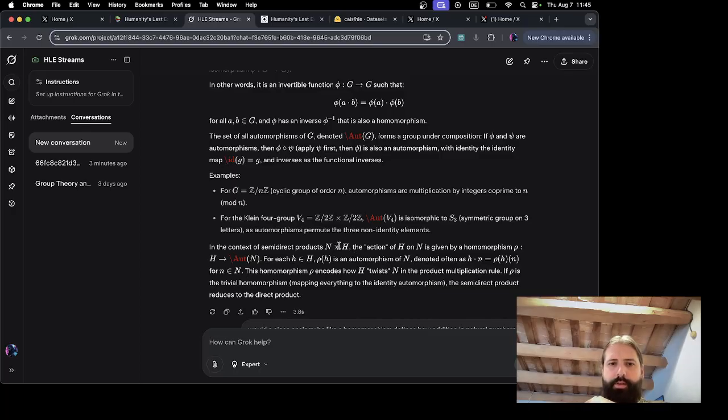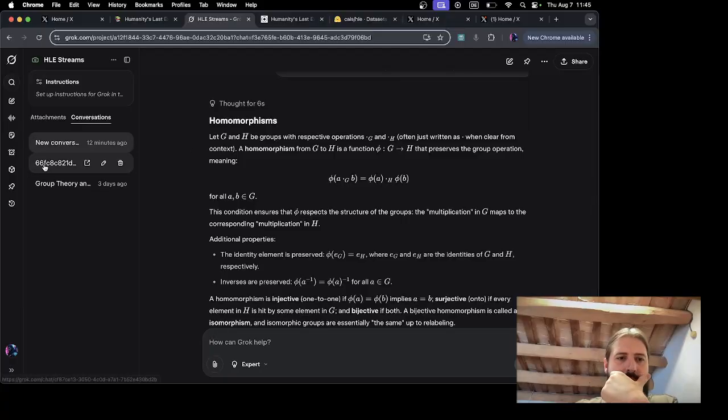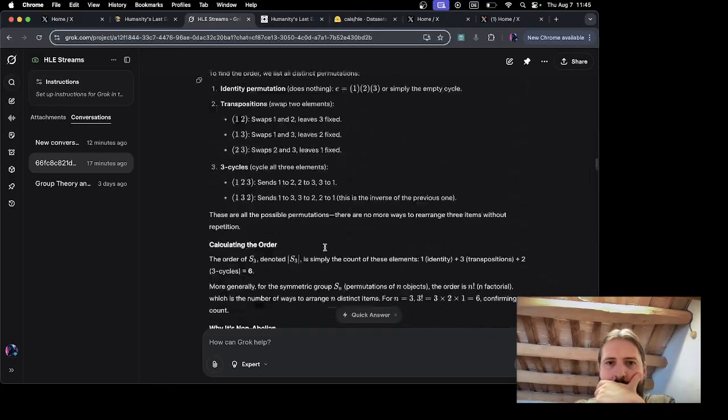Okay, so that's fine. In the context of a semi-direct product, I guess what it's trying to say is that the action of H on N... Does this mean that the action of H on N becomes the operation of the new group? Let me step back here. Go back here.